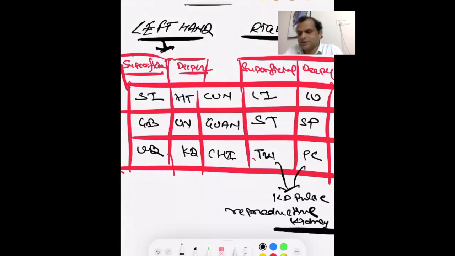तो ये पूरा पल्स के बारे में है. हमें पोजीशन पता होना चाहिए पल्स की.